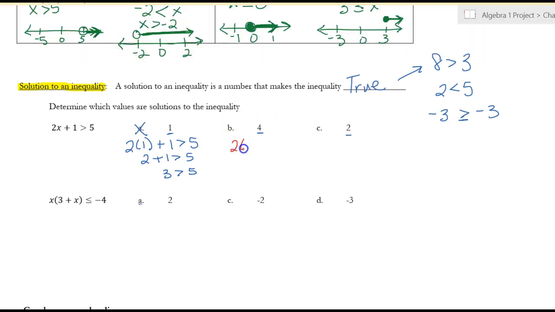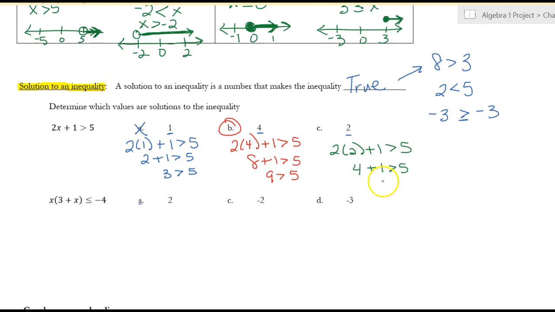Okay. 2 times 4 plus 1 is greater than 5. Well, that's 8 plus 1. That's a solution because 9 is greater than 5. Okay, one last color. And then let's do this one. 2 times 2 plus 1 is greater than 5. Well, that's 4 plus 1 is greater than 5. And 5 is not bigger than 5.